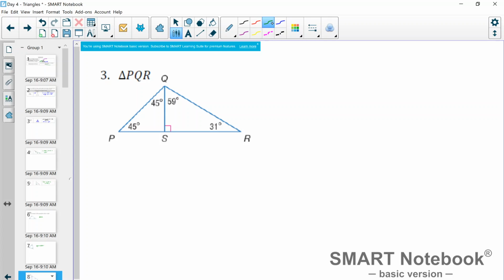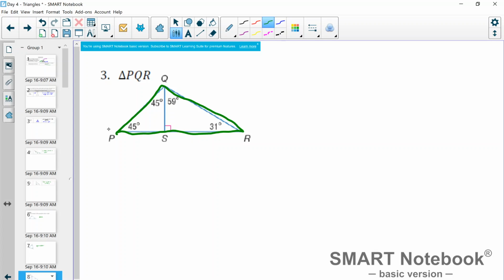Triangle PQR. What they like to do is they like to put triangles together like this. So here we see we have technically 3 triangles. We got triangle PQS here. We have triangle QSR and the big one PQR. We want to take a look at PQR. So P to Q to R. This is the triangle we're dealing with.